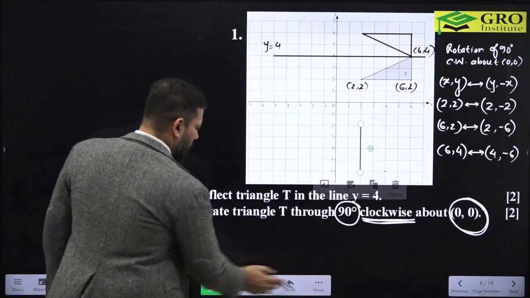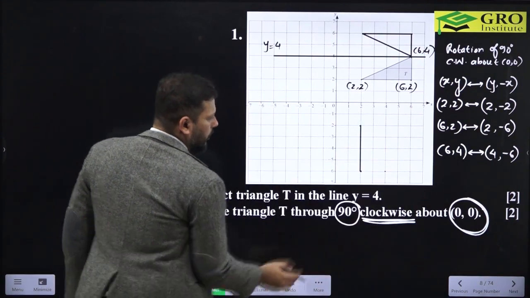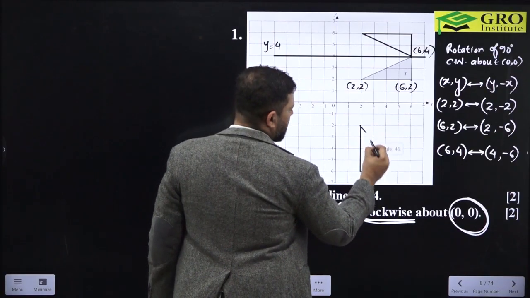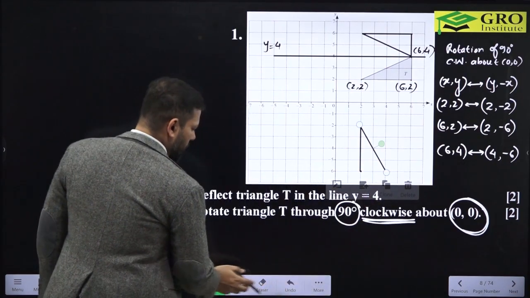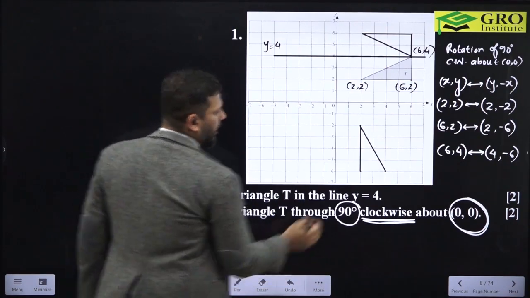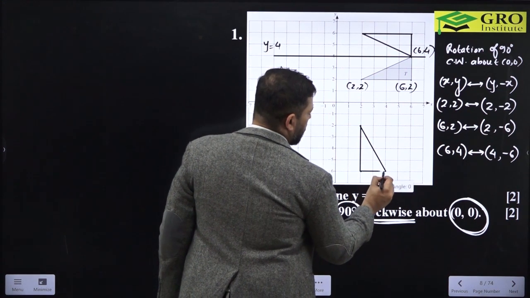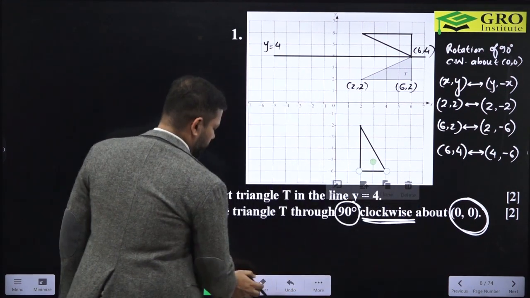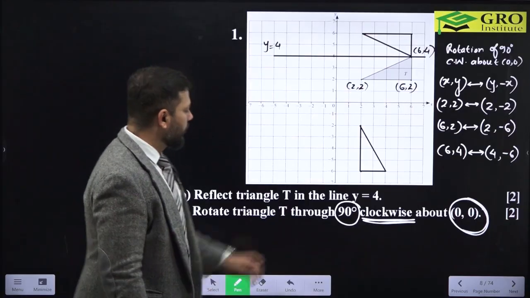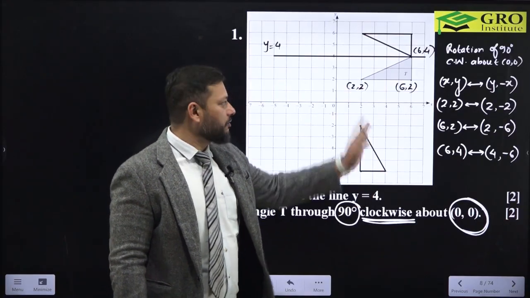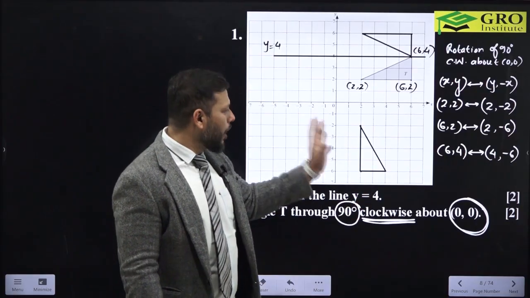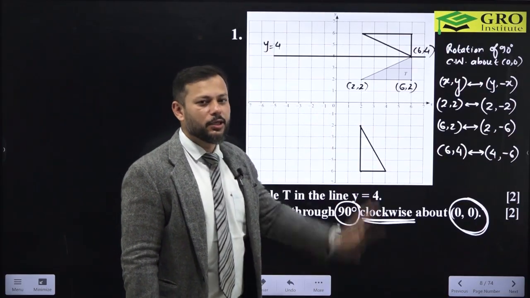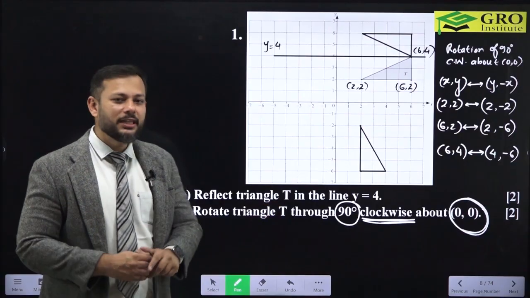Right guys? Let us join all the coordinates, all the vertices. Use your ruler to do so that you get the perfect image. The rotated image of the triangle T. This is what it would look like. Right guys, this is the rotated triangle T, 90 degree clockwise about the center, that is the origin. I hope you are clear with this as well.